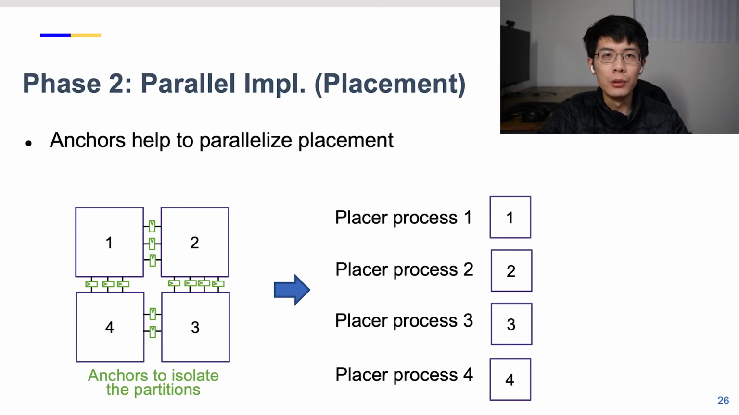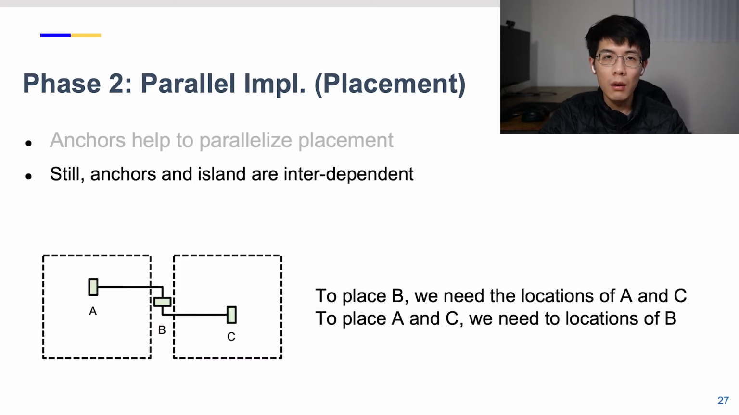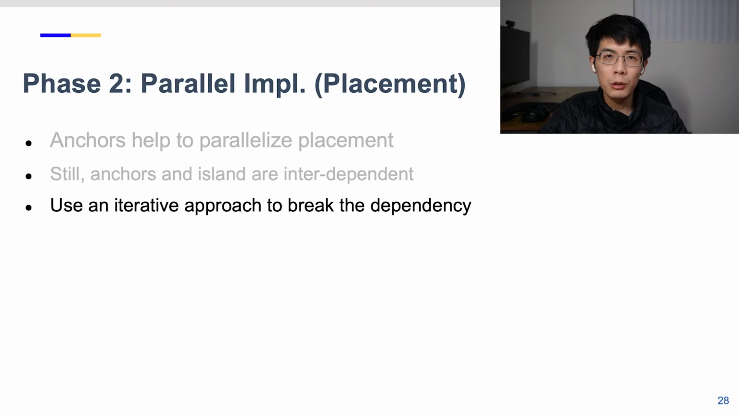Next, in Phase 2, we aim to parallelize the placement and routing steps. Although the anchor registers provide crucial isolation of the cross-island timing path, anchors and islands are still interdependent, like a chicken and egg problem. We propose to use an iterative approach to break the dependency.